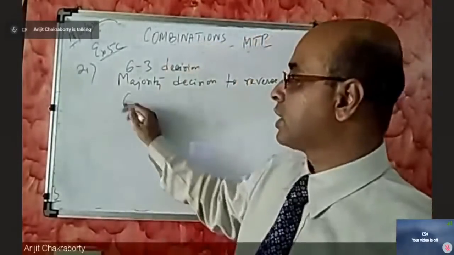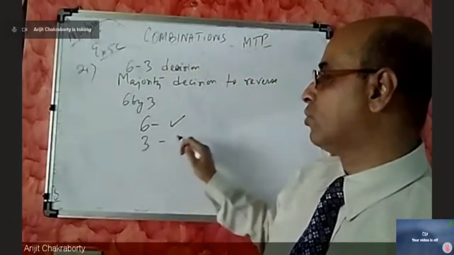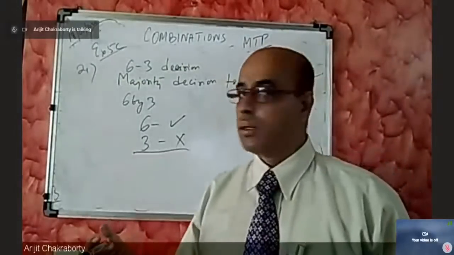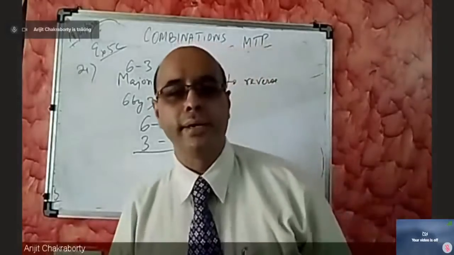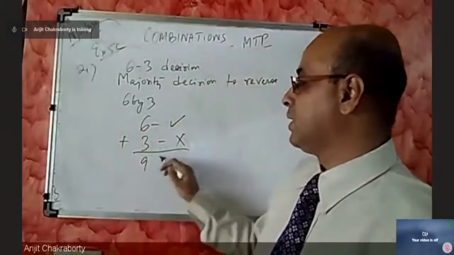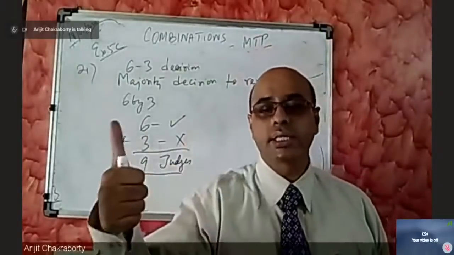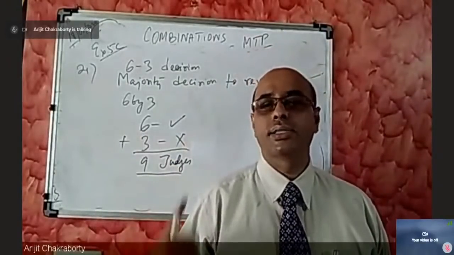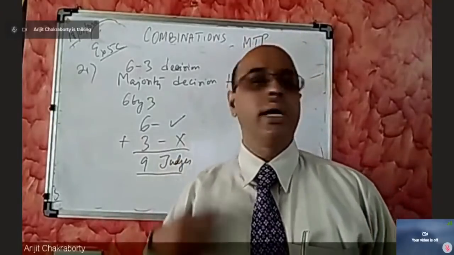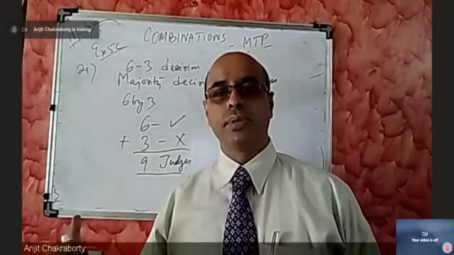So it's a question of 6/3. 6 people voted in favor, 3 voted against. Right? So who will do the voting in the Supreme Court? Common man? No. The judges will do. So there are 6 plus 3, 9 judges. Out of them 6 gave in favor and 3 gave an opinion against. So you have 6/3. That's how the Honorable Supreme Court operates.